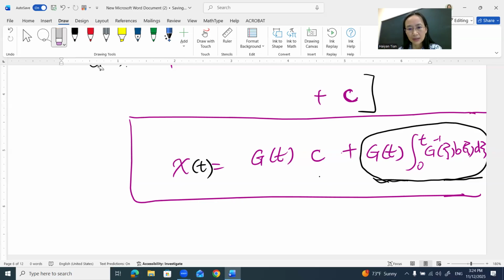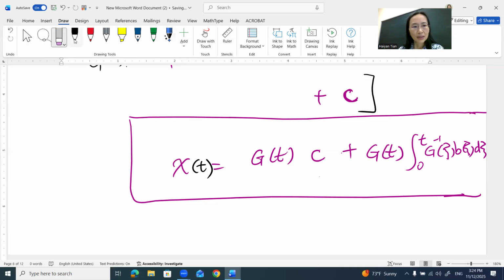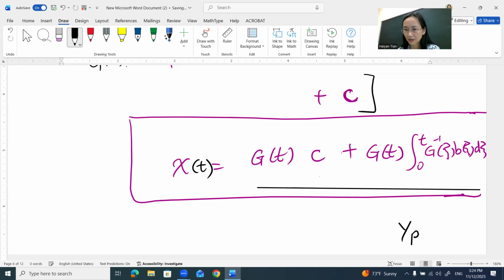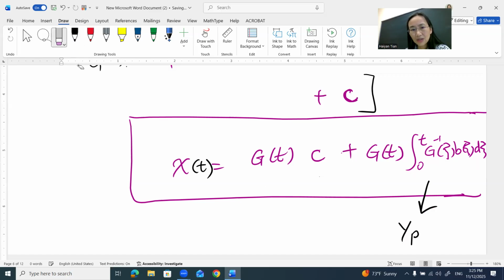So we recognize that as a particular solution. Let's denote the second part as just a particular solution to the non-homogeneous problem, because together it is a particular solution, right? This second part corresponds to a solution when the vector C is 0. But when C is not 0, together that's still a solution, right? A solution to the non-homogeneous problem.